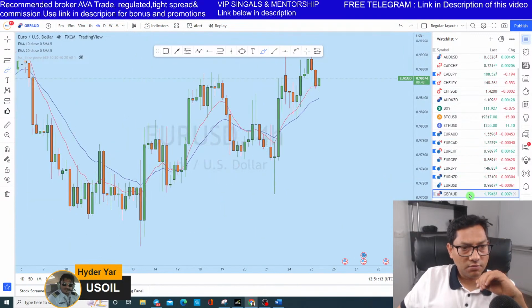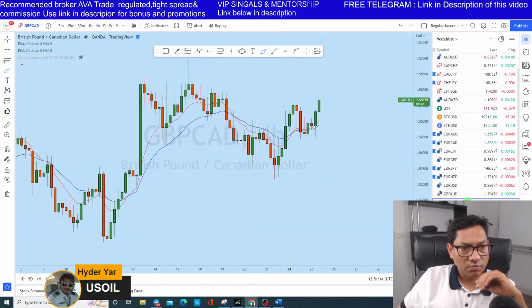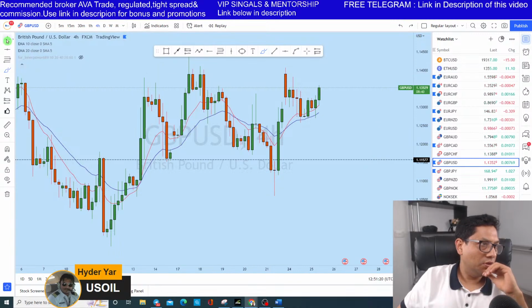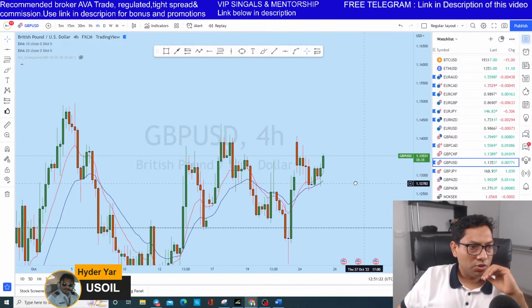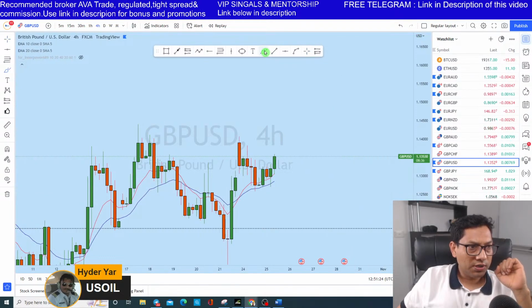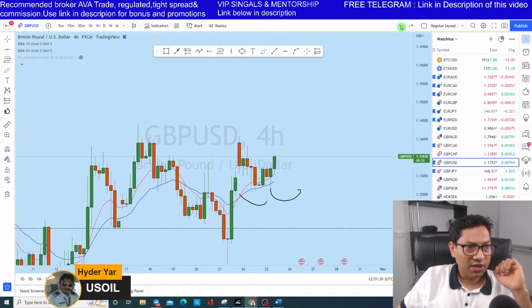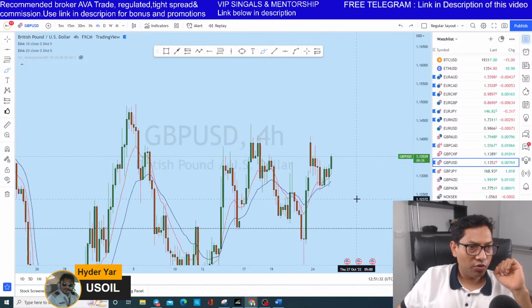and British pound US dollar looks like they all are bullish. Especially British pound US dollar, you can see it has created an inverted head and shoulder with this gap opening. So we might see some bullish move for short term at least.